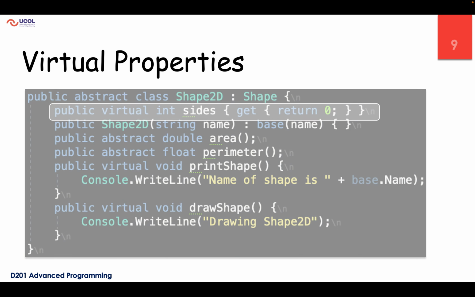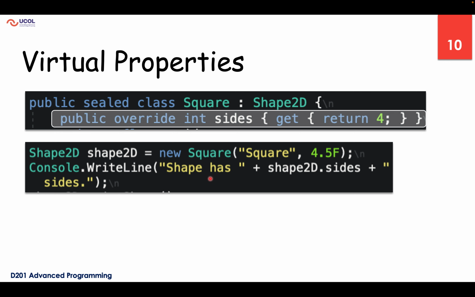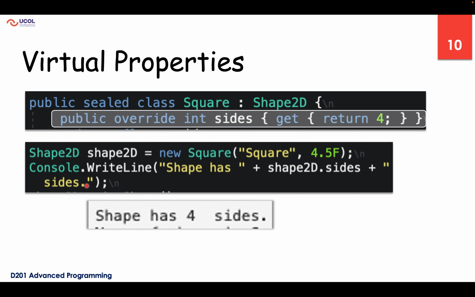So let's talk about the square. Again, square 2D, so we can write public override int sides. We are overriding that particular property which has been defined in the shape 2D, and then we say get return 4. So it always gives me the return for whatever the particular sides are. It will say that yes, the number of sides is 4. So we can simply say shape has shape2D dot sides, and it will print that the shape has 4 sides. So these are the virtual properties.